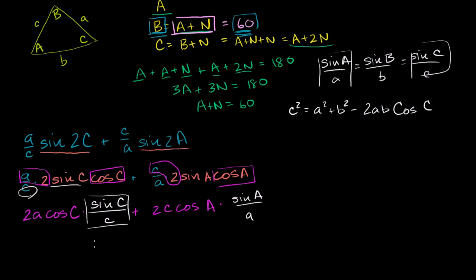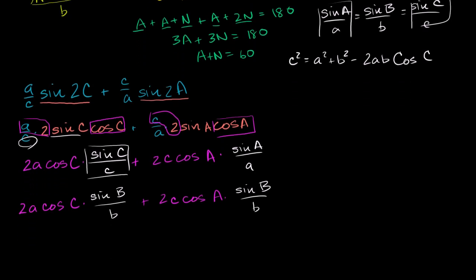So this is the same thing as sine of capital B over lowercase b, and this is the same thing as sine of capital B over lowercase b. Both of these terms are being multiplied by that: 2a cosine of capital C times that, and then plus 2c, lowercase c, cosine of capital A times that. So we can factor out the sine of b over b. Let's do that.